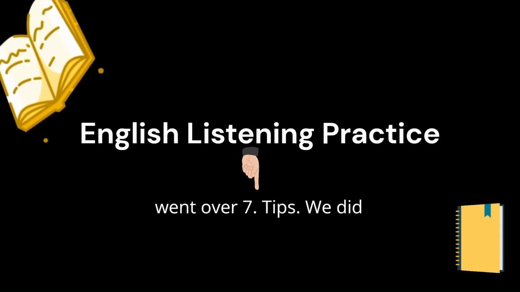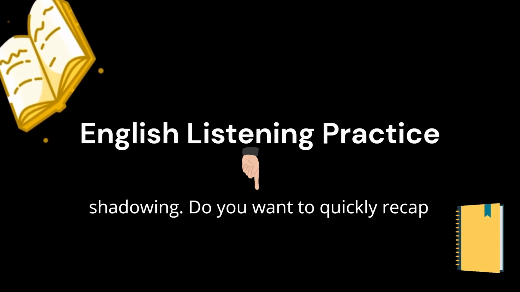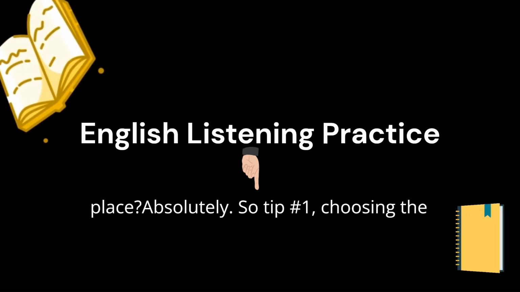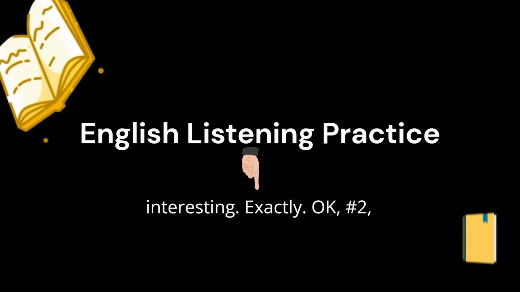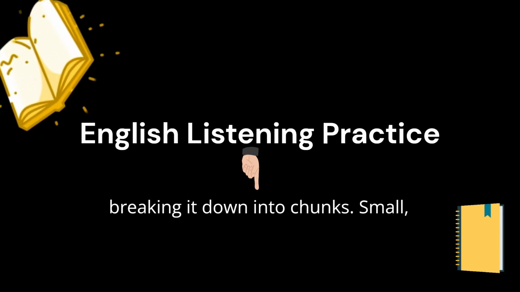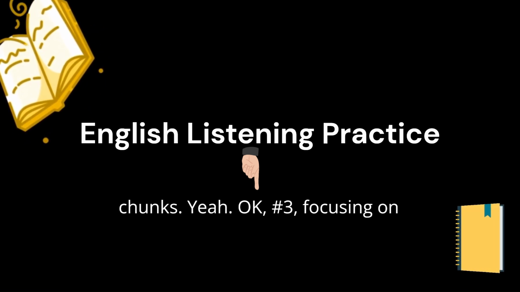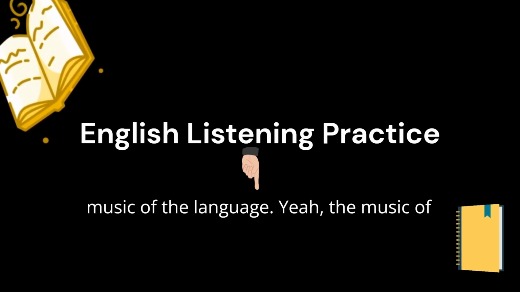All right. So we just went over 7 tips for effective shadowing. Do you want to quickly recap them just so we have them all in one place? Absolutely. Tip number 1, choosing the right material. Simple, clear, interesting. Number 2, breaking it down into small, manageable chunks. Number 3, focusing on pronunciation and rhythm. So like the music of the language.